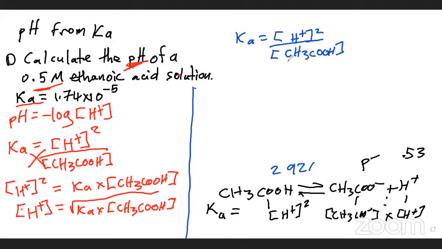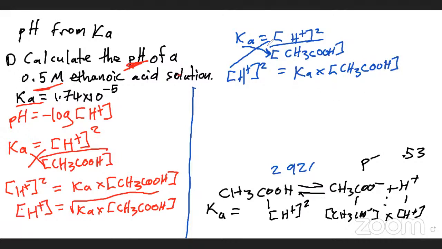All right, so the first thing we do, we bring the H plus squared over to the left-hand side, and we bring the Ka to the right-hand side. We're going to multiply Ka by the acid, and H plus squared is going to be the left-hand side. So what we will have now is that H plus squared is equal to Ka times the concentration of the acid.